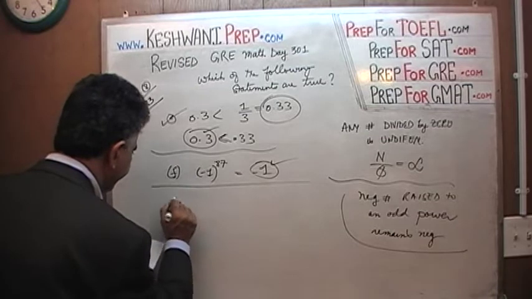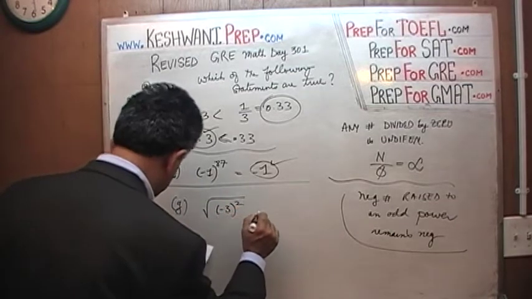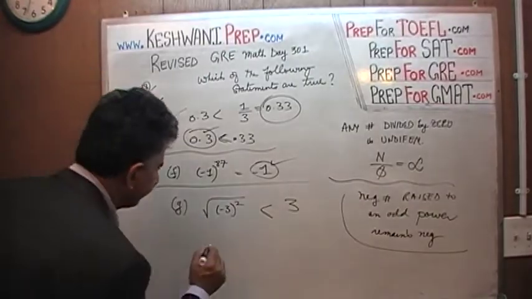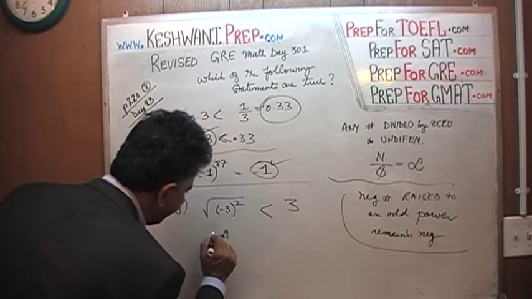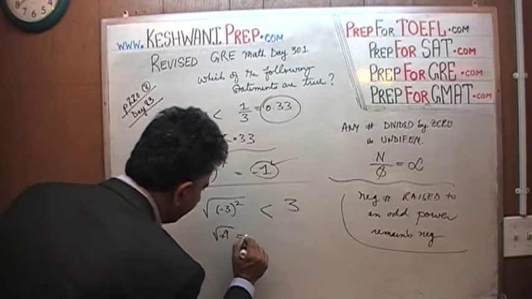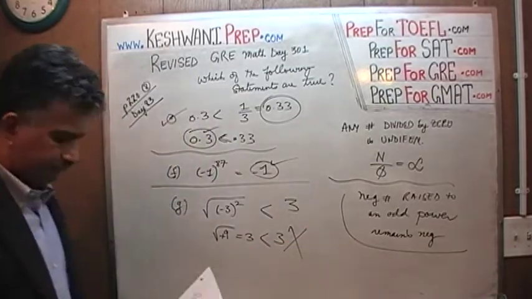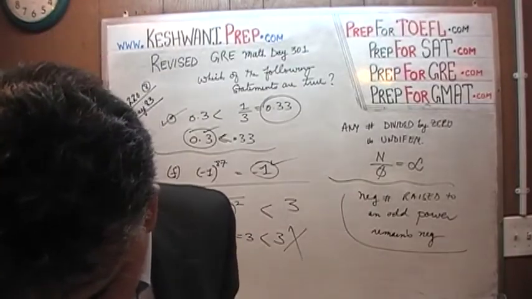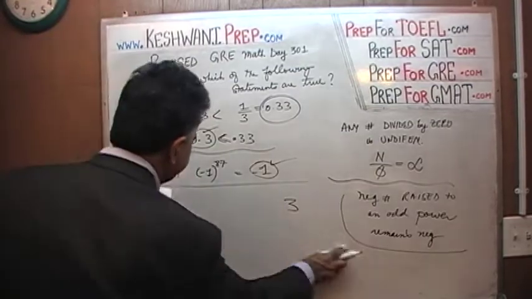G says the square root of negative 3 squared is less than 3. Negative 3 squared is positive 9. And the square root of positive 9 equals 3. And that is not less than 3. That is not true. G is false. Let's move on then.